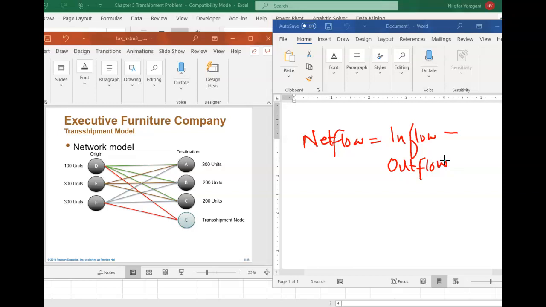Let's pick node D. For node D, I'll use the inflow minus outflow part of the equation on the left hand side and keep the net flow part of the equation on the right hand side. The inflow into D is 0 because D is a supply node and there is no arrow that goes into D, which is why the inflow in D would be 0.